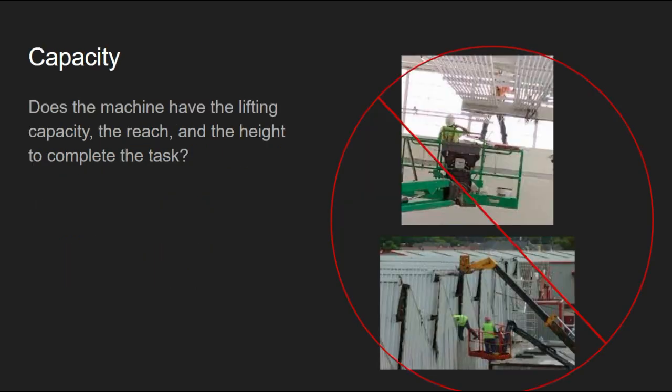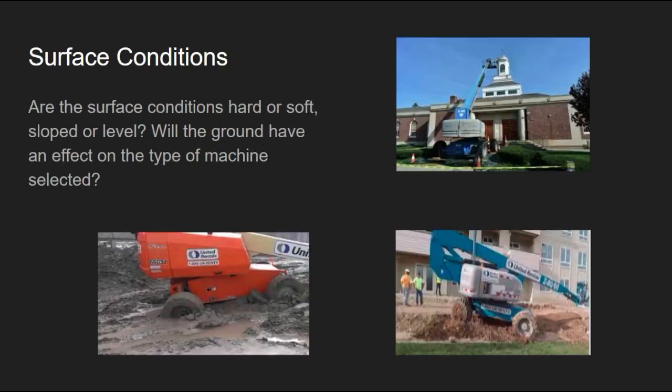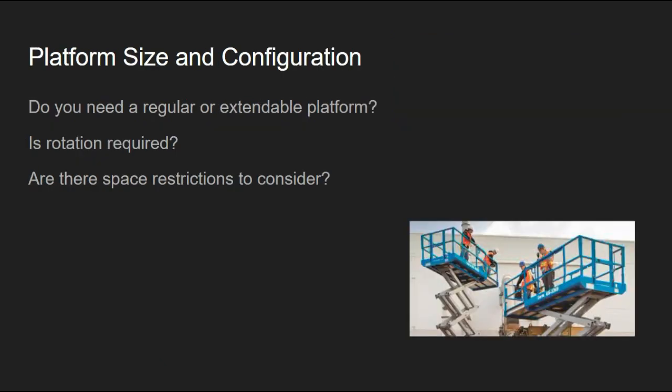When selecting the right capacity, some things that you might want to think about is if the machine has the lifting capacity to reach and the height to complete the task. When selecting for surface conditions, are the surface conditions hard or soft, sloped or level? Will the ground have an effect on the type of machine selected? When selecting for platform size and configuration, do you need a regular or extendable platform? Is there a rotation required? Are there space restrictions to consider?